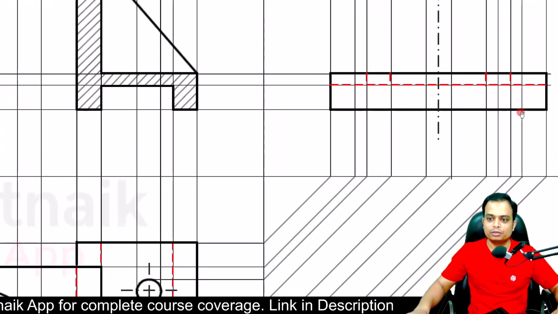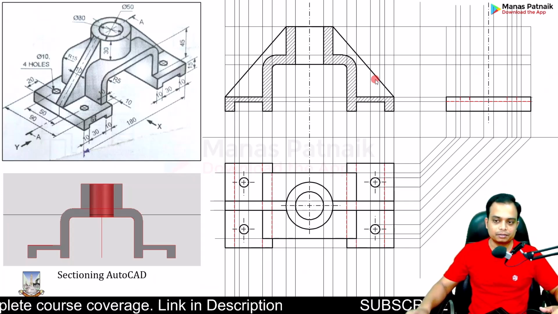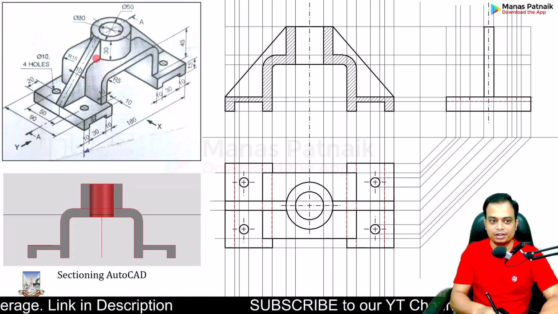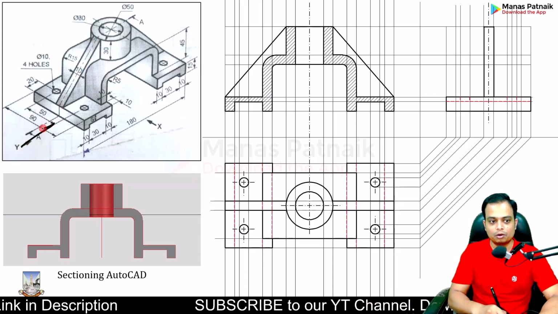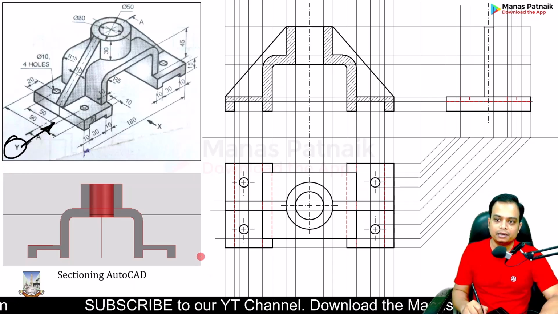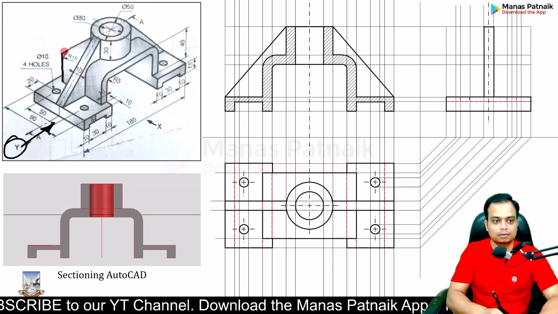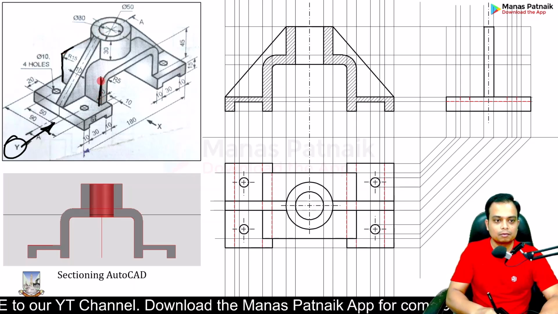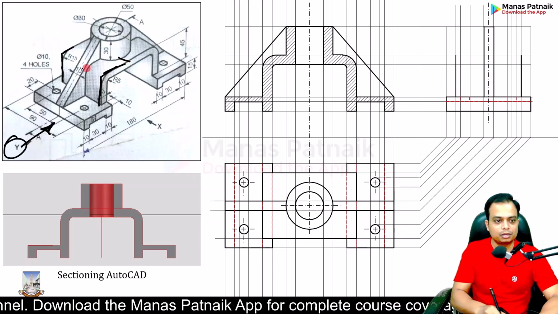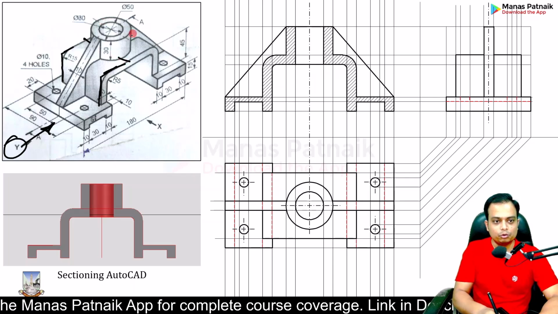Done. Let me zoom into this. Can you see the holes? Dashed lines. Right. Hidden feature. Now you can make the rib. Very simple. You are now watching this rib from over here, the left hand side. Now you can make this line, and then you can simply close it from both sides. Done.